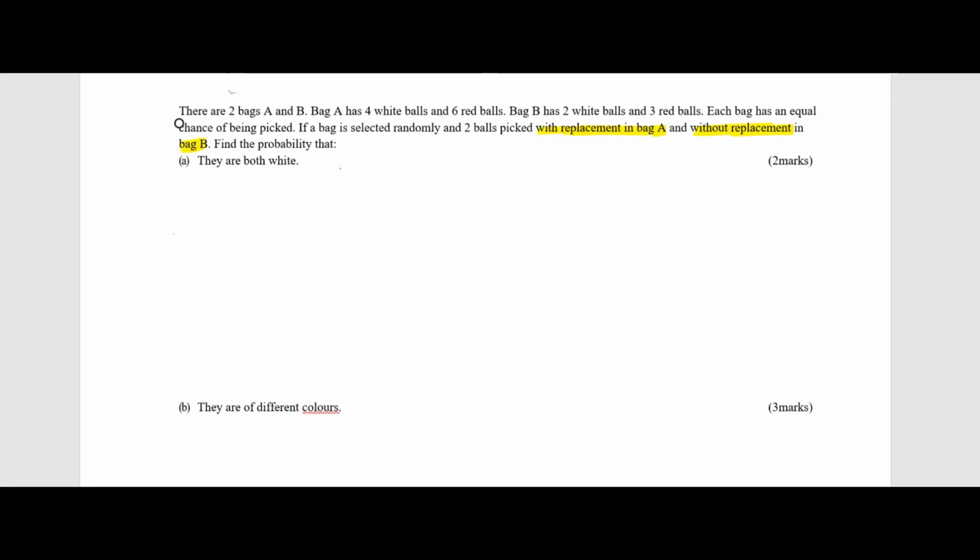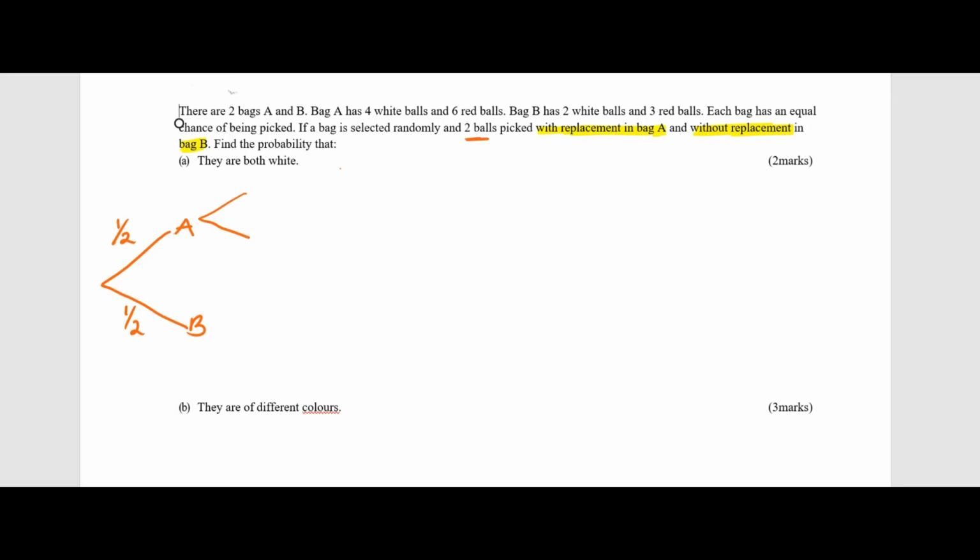So this is how we are going to draw the tree diagram. There are two bags, that is bag A and bag B. Both of them have equal chances of being selected, so the probability of selecting bag A is a half. The probability of selecting bag B is also a half. In bag A, remember 2 balls are picked, so we represent the 2 balls like this from each bag.